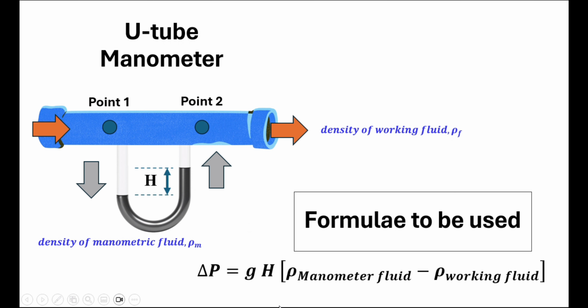So the formula for the U-tube manometer is delta P = g H (rho manometric fluid minus rho working fluid). g is the gravitational constant, which is 9.81 meters per second squared. H is the height difference in the manometer limb. Then rho mf is the manometric fluid density. Then rho wf is the working fluid density.